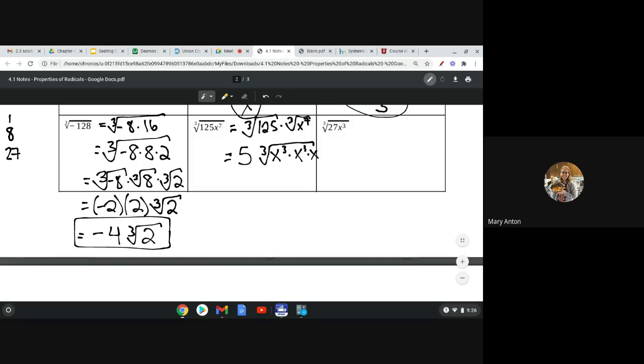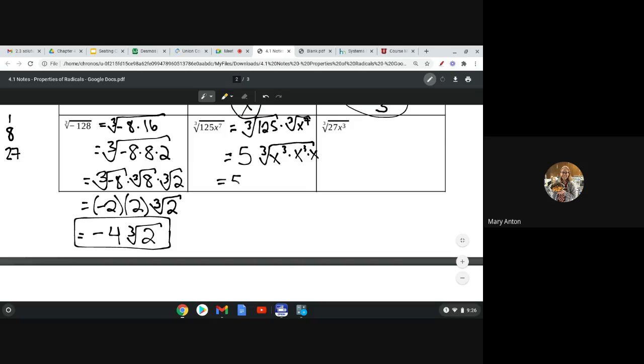Do we know why? Remember that when you multiply x to the something times x to the something times x, they all have the same base, right? When you multiply things with the same base and different exponents, you add the exponents. What's 3 plus 3 plus 1? 7. Okay, that's why this breaks apart this way.